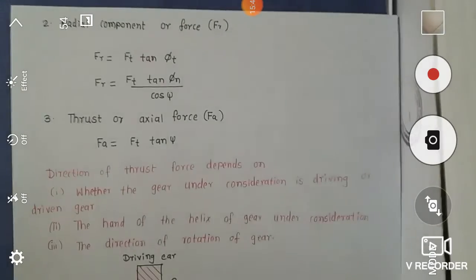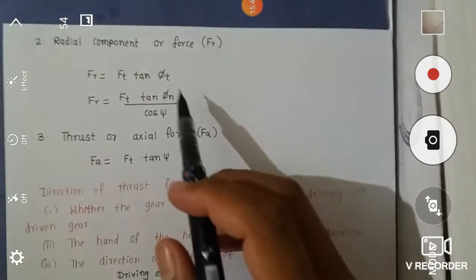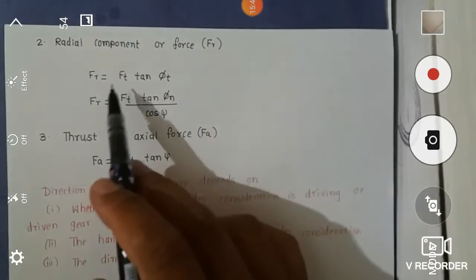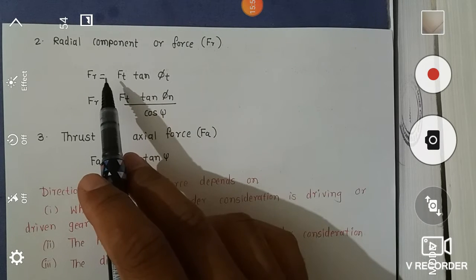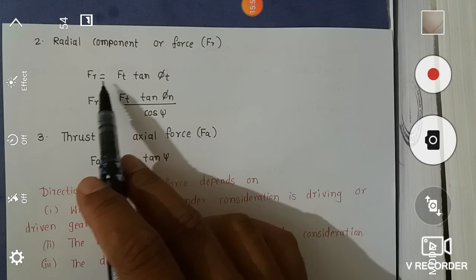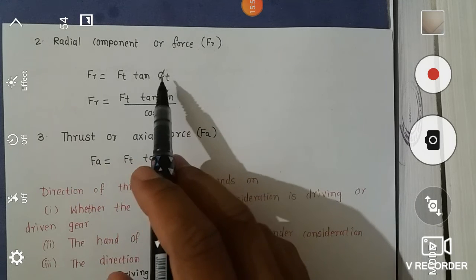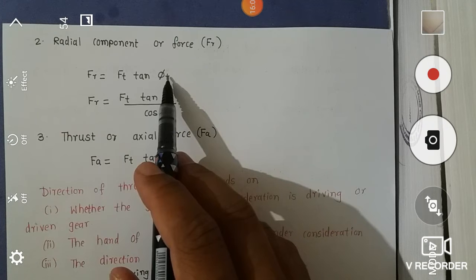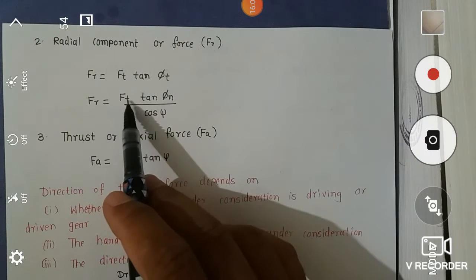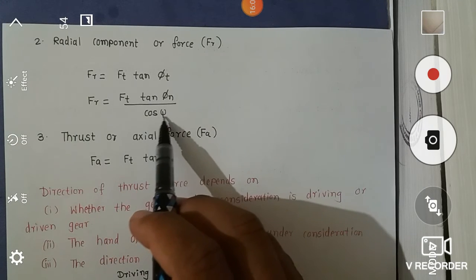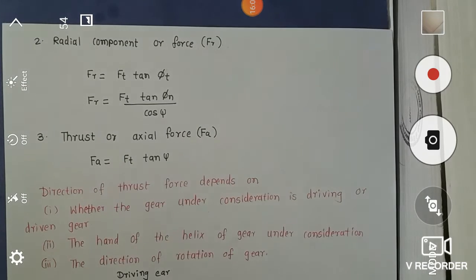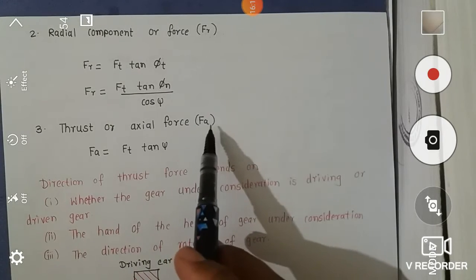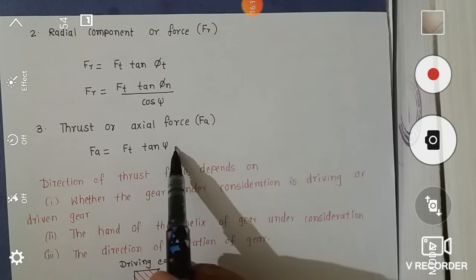If we see the next force formula, that is the radial component or radial force Fr. If we calculate the Ft force, then we can easily calculate this radial force. So Fr is equal to Ft into tan phi t, where this phi t is the transverse pressure angle. Fr is equal to Ft into tan phi n divided by cos psi, because tan phi t is equal to tan phi n upon cos psi. Third force is the thrust or axial force Fa. Fa is equal to Ft into tan psi.